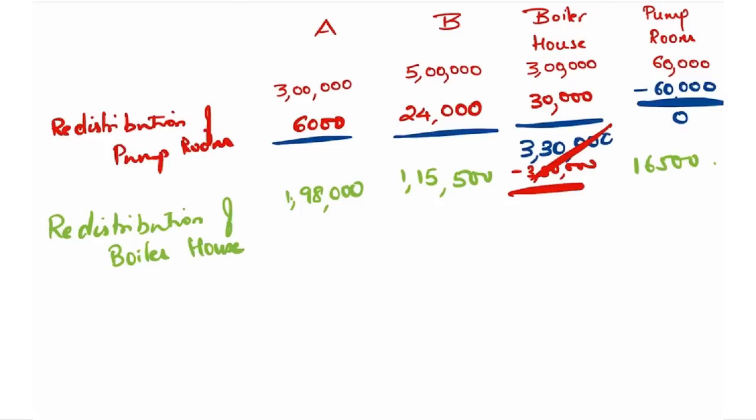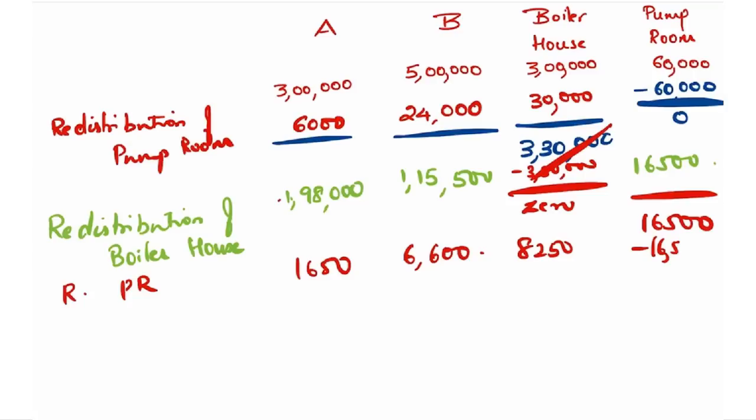Redistribution of pump room, that will be 1650. 10%, 40% will be 16,500 into 0.4, 6,600, 16,500 into 0.5, 8250. So I've split the entire amount.